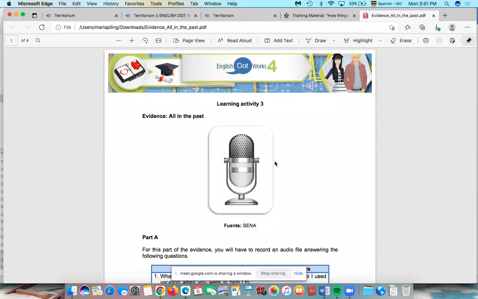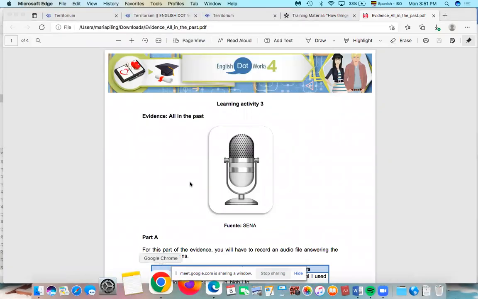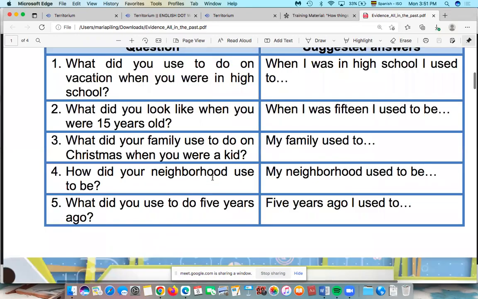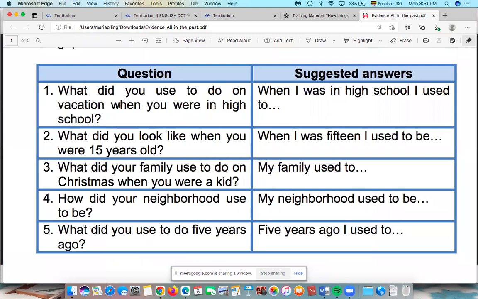This evidence requires a recording. So you will have to record yourselves answering some questions. So these are the questions that you need to answer, and they give you the examples. The first question, Diana, can you read the first question, please? What did you use to do on vacation when you were in high school? So when I was in high school, you can say what you used to do on vacation. So when I was in high school, I used to visit my grandmother.